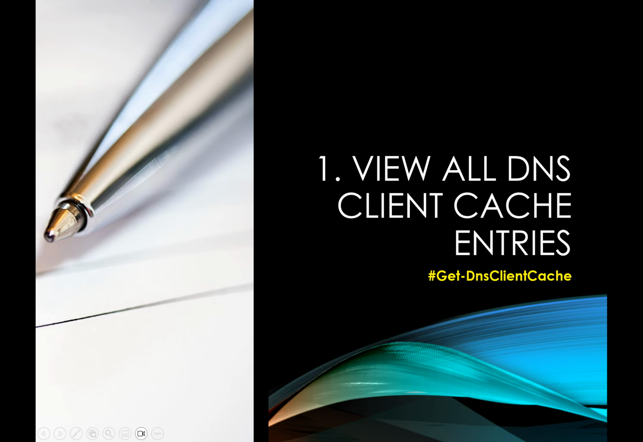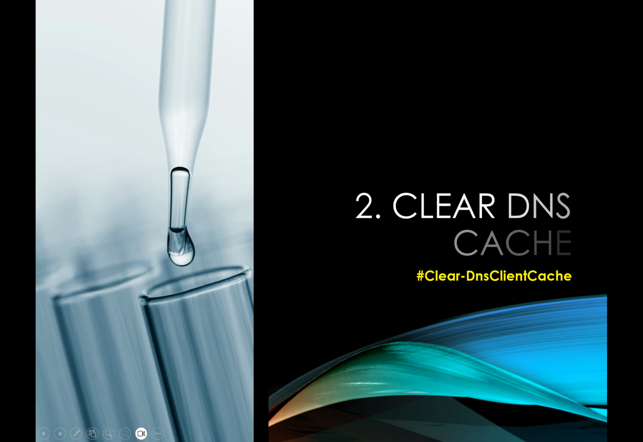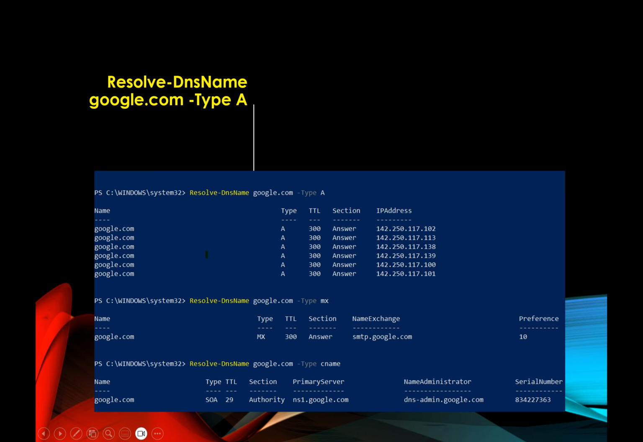Number one, Get-DnsClientCache. View all DNS client cache entries. Alright, if you want to clear what you just displayed, use Clear-DnsClientCache.